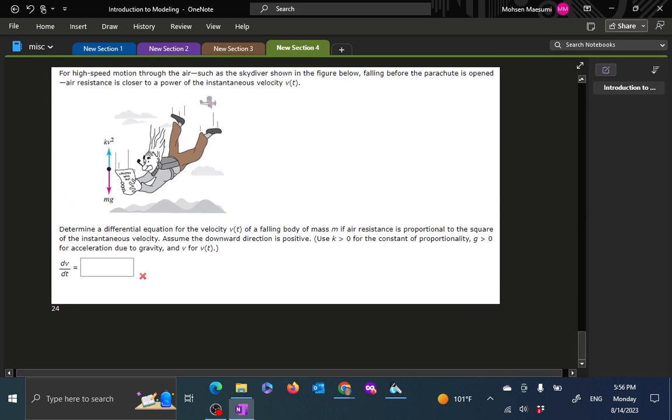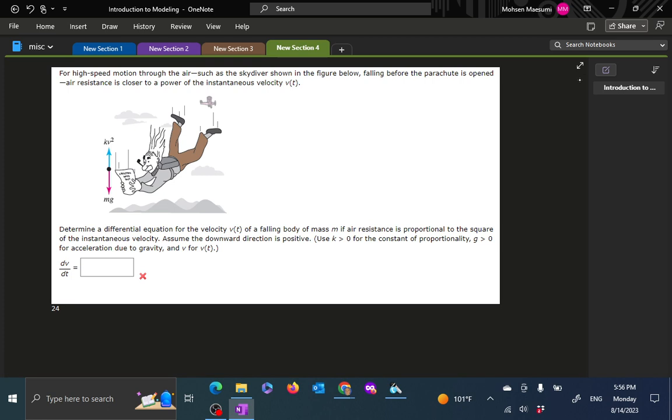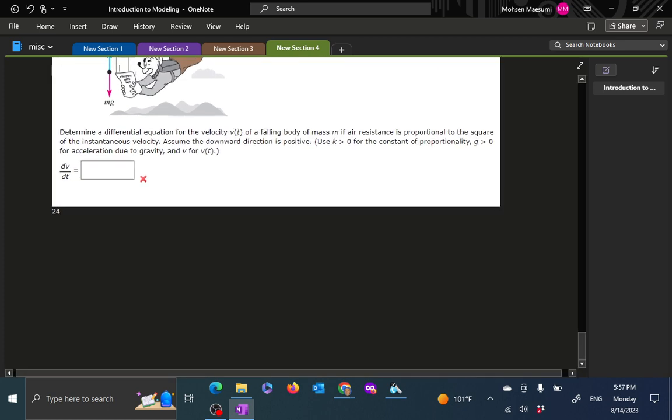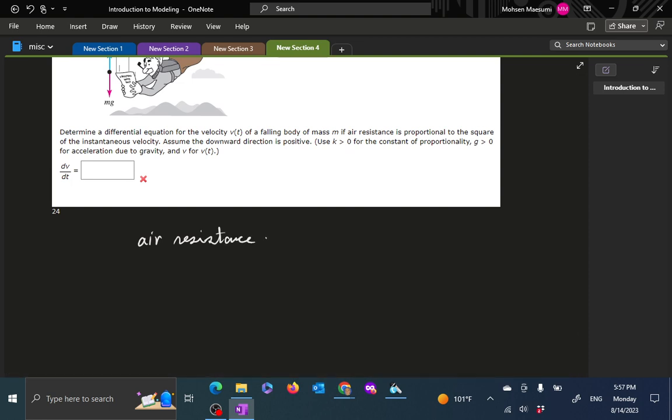For high speed motion through air, such as the skydiver shown in the figure below, we never knew Einstein used to do skydiving, but let's assume falling before the parachute is opened, air resistance is close to a power of instantaneous velocity. So what's the issue here? We have the issue of air resistance.